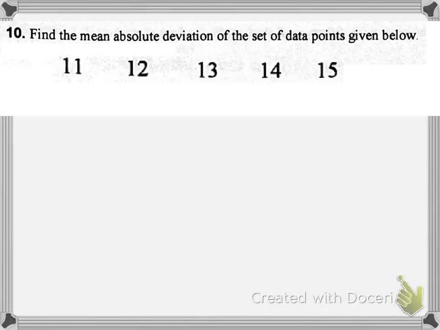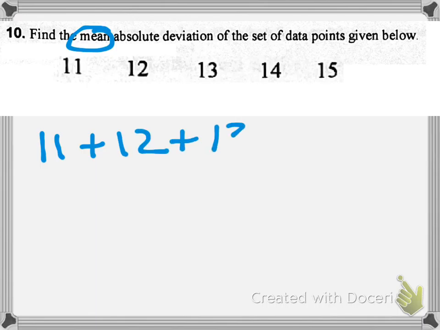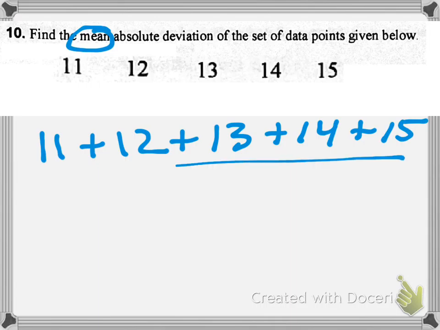This is probably one of the most difficult ones. It's the mean absolute deviation of the set of numbers. So the first thing we do is find the mean. The way that we find the mean is we take these numbers and add them up: 11 plus 12 plus 13 plus 14 plus 15. And then we divide by 5 since there are 1, 2, 3, 4, 5 numbers.